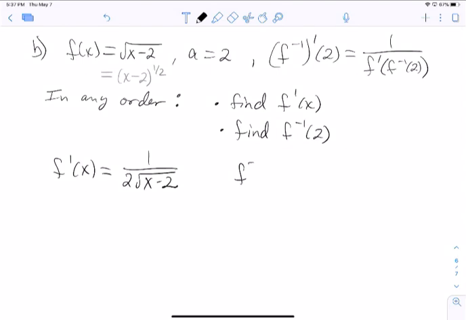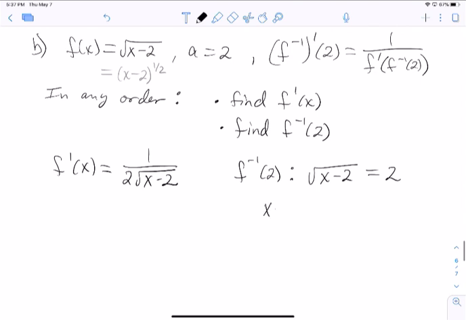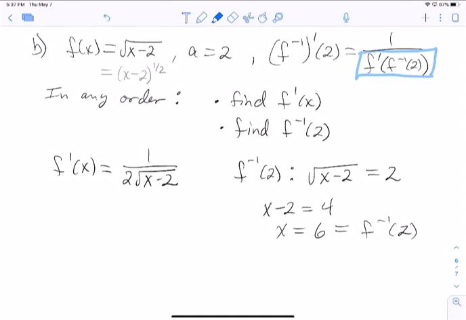Now, separate from that, we need f inverse of 2. Remember, that would be the x value that gives me a 2 as an output. So I set the square root of x minus 2 equal to 2. Squaring both sides gives me x minus 2 is equal to 4. And so adding 2 gives me x is equal to 6. That is f inverse of 2. So as far as pieces fleshing this out, we need the derivative, and then we need f inverse of 2, which we know to be 6.